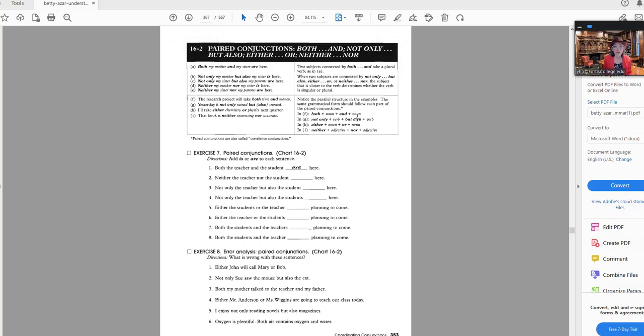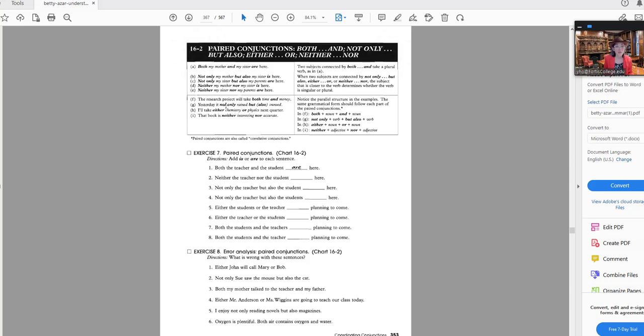Both noun and noun. Not only verb, but also verb. Either noun or noun. Neither adjective nor adjective. So that becomes, this book is neither interesting nor accurate. So here you have adjective and adjective. I'll take either chemistry or physics. So here you have noun and noun. So whatever comes before the or, then the other two have to be parallel.